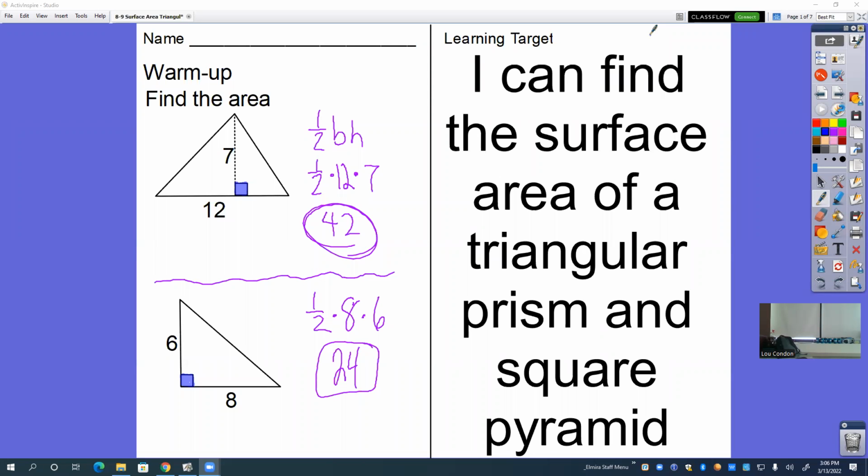Chapter 8, Lesson 9, finding the surface area of a triangular prism and a square pyramid.